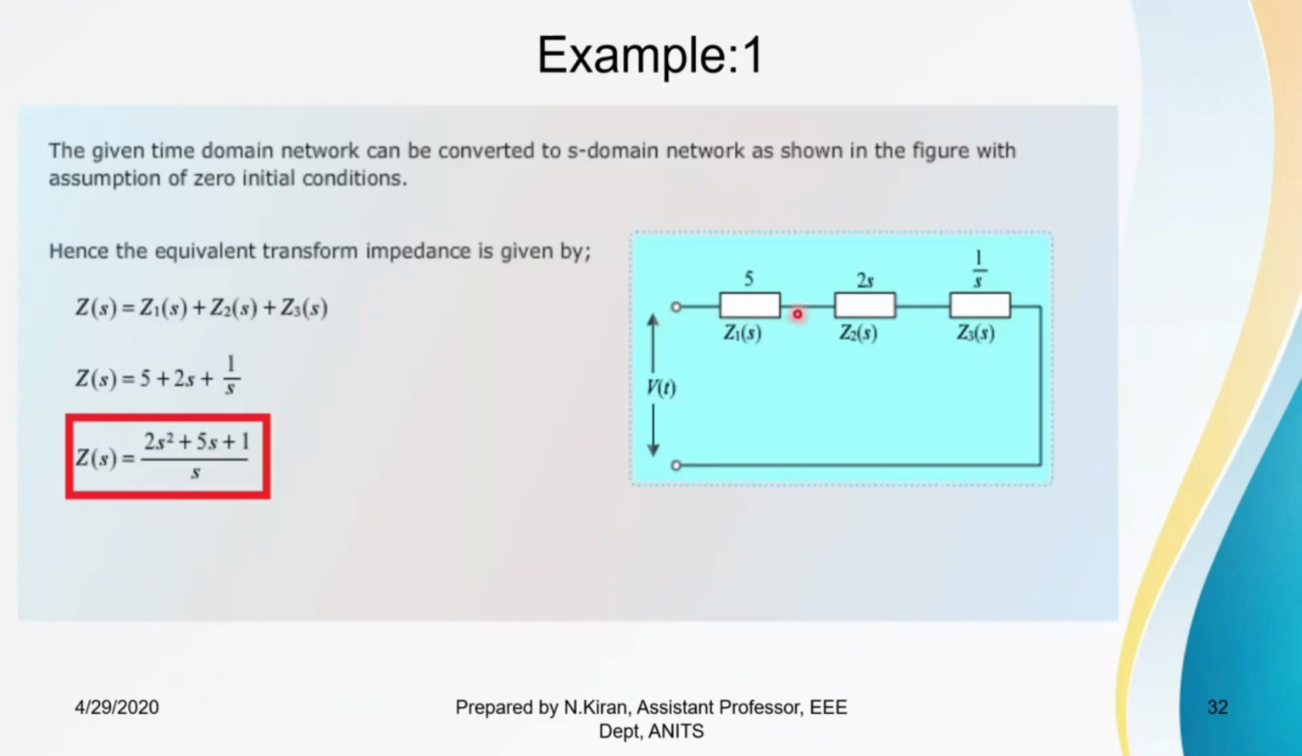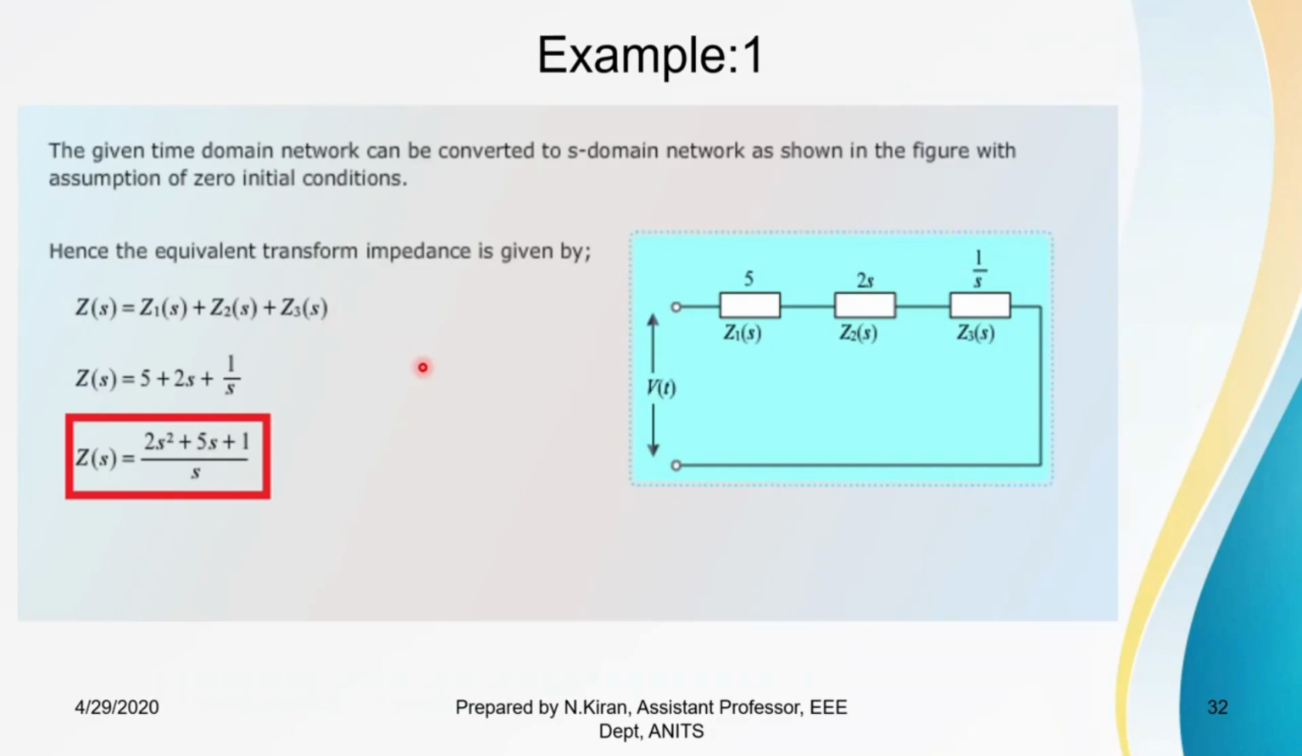So since all are in series, I can write Z of S is nothing but 5 plus 2S plus 1 by S. So if I take LCM, Z of S would be nothing but 2S squared plus 5S plus 1 by S. So this is the transform impedance of this network. In this case, we should remember that initial conditions are all assumed to be 0 while doing network functions.